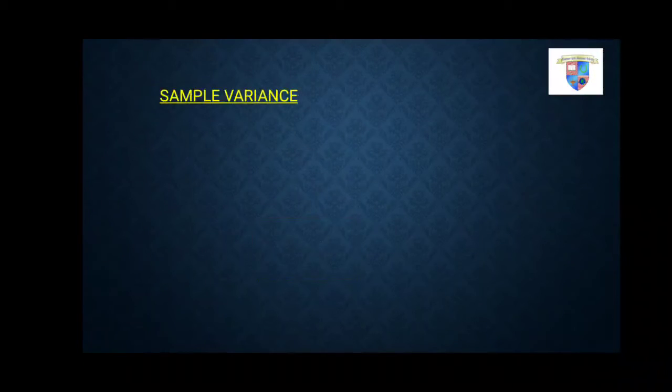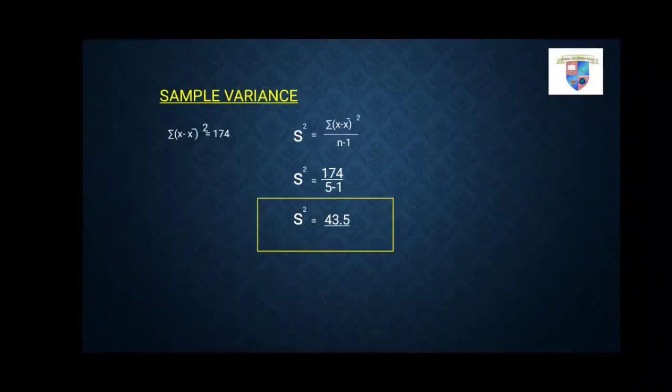So the next one, we will get the sample variance. In order to get that, we will use this formula. We will substitute again the same result from our sample mean, which is 174, divided by n minus 1, which is 5 minus 1. So the answer is 43.5. So this is the answer of our sample variance.